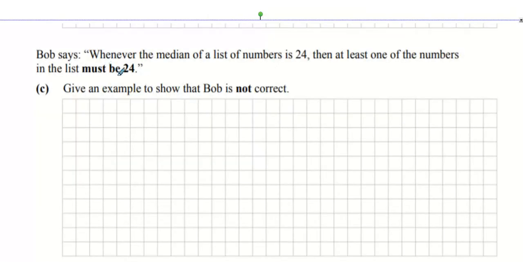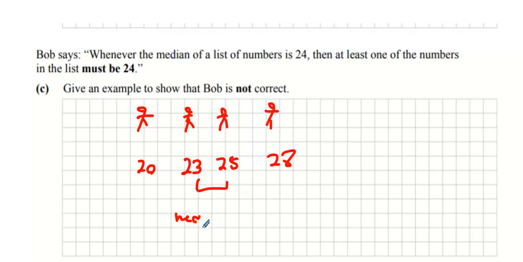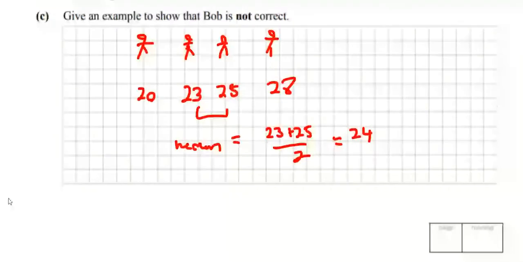C. Bob says whenever the median of a list of numbers is 24, then at least one of the numbers in the list must be 24. That's not true, and I'll give you an example why. Let's take an example of 4 people: 1, 2, 3, and 4. Let's say the middle 2 are 23 and 25, and this is 20 and 28 for argument's sake. And then the median is the average of the middle 2, so the median is (23 plus 25) over 2, which is 24. And this is it, okay? So this is an example showing Bob is not true, okay?